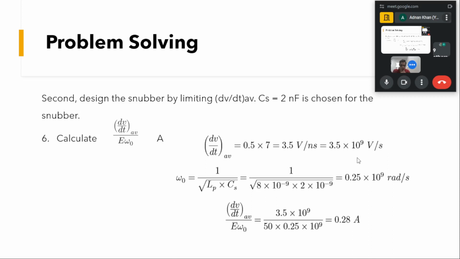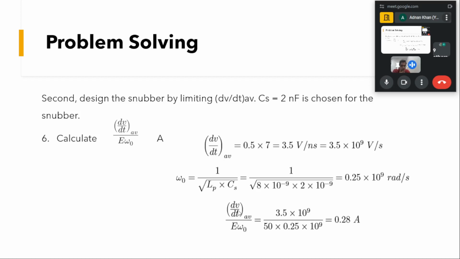Got it? And if we convert that into per second, that will be equal to 3.5 into 10 raised to the power 9 volt per second. So also we will calculate omega naught. Omega naught we know will be equal to 1 by root of LP into CS. We know CS is given around 2 nanofarad, LP is given 8 nanohenry, and from that we can get the value of omega naught. It is 0.25 into 10 raised to the power 9 radian per second.